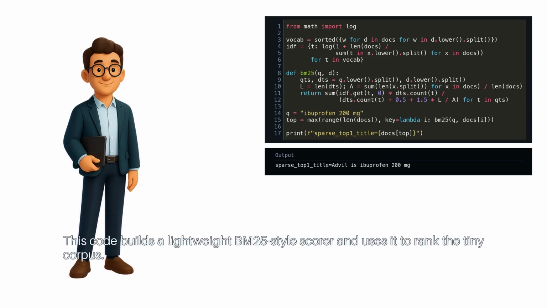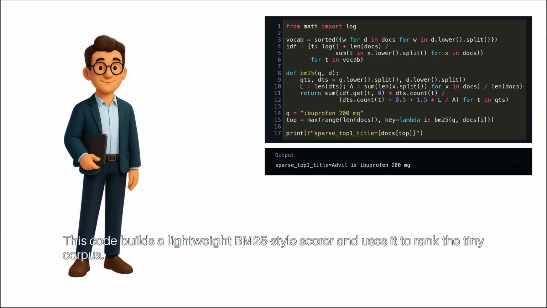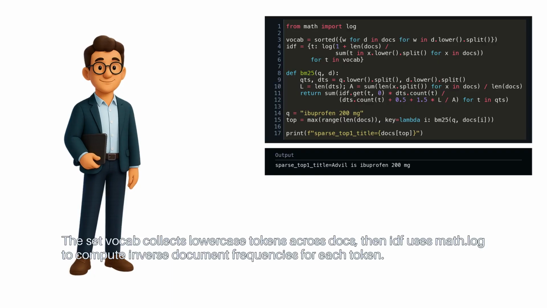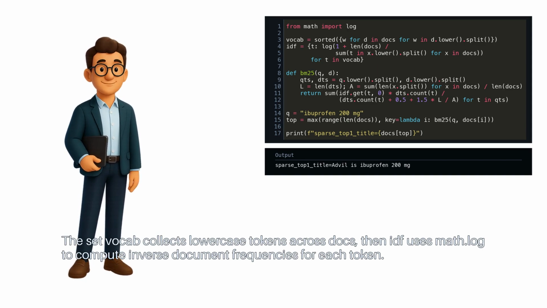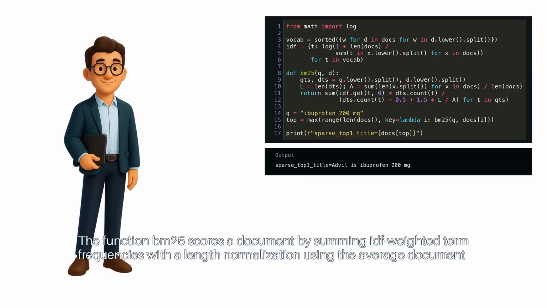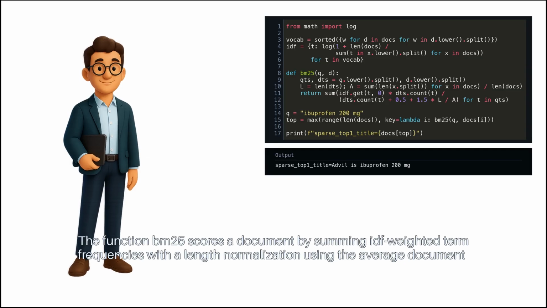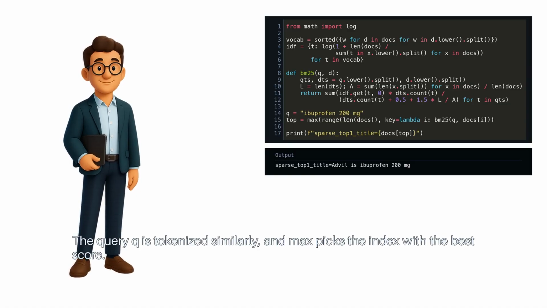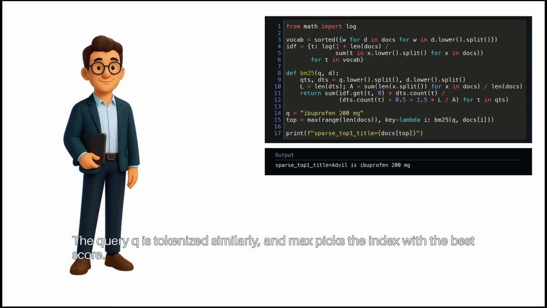This code builds a lightweight BM25 style score and uses it to rank the tiny corpus. The set vocab collects lowercase tokens across docs. Then IDF uses math.log to compute inverse document frequencies for each token. The function BM25 scores a document by summing IDF-weighted term frequencies with a length normalization using the average document length A. The query is tokenized similarly, and max picks the index with the best score.